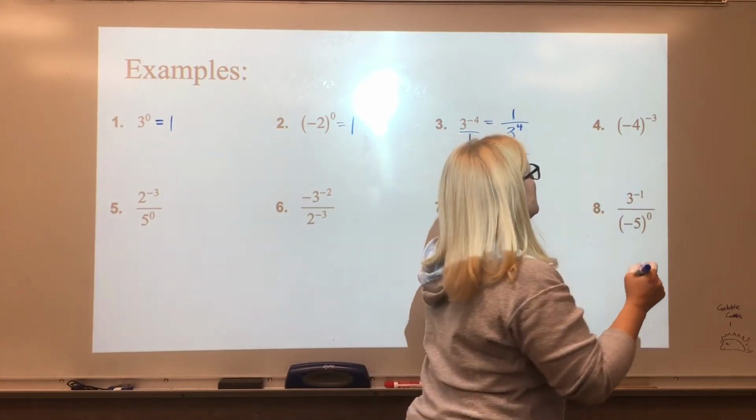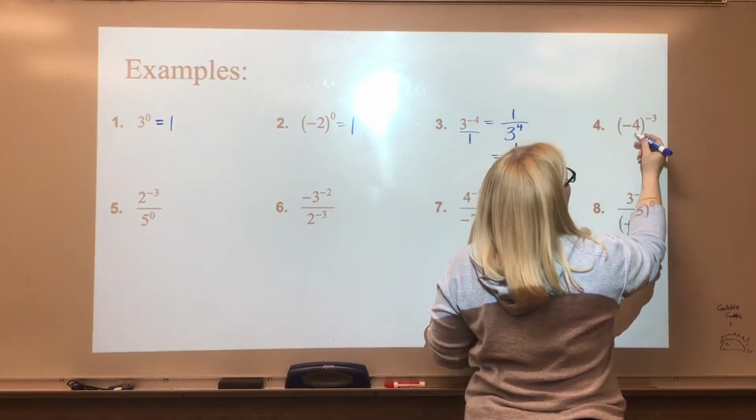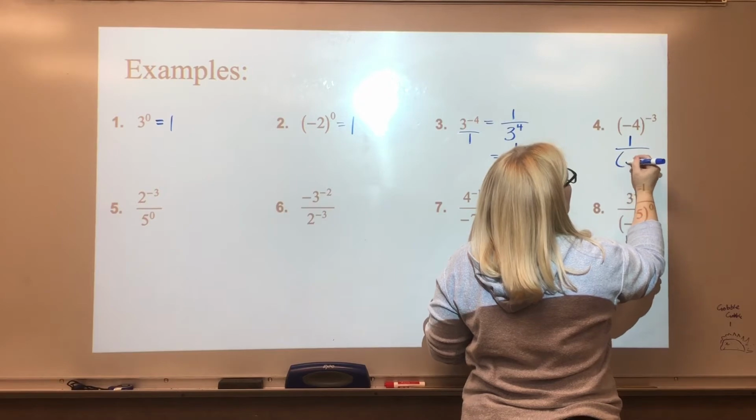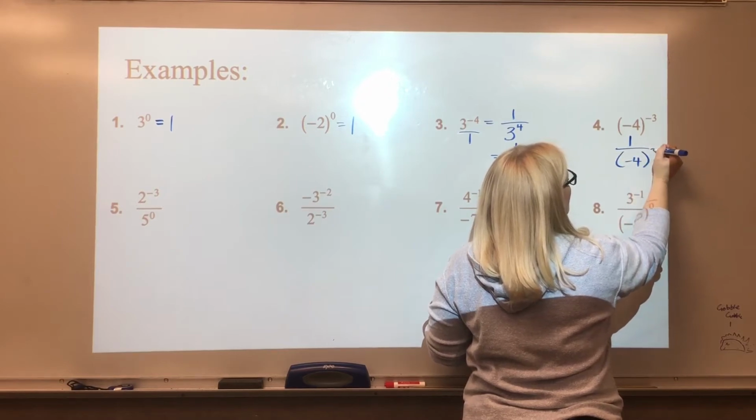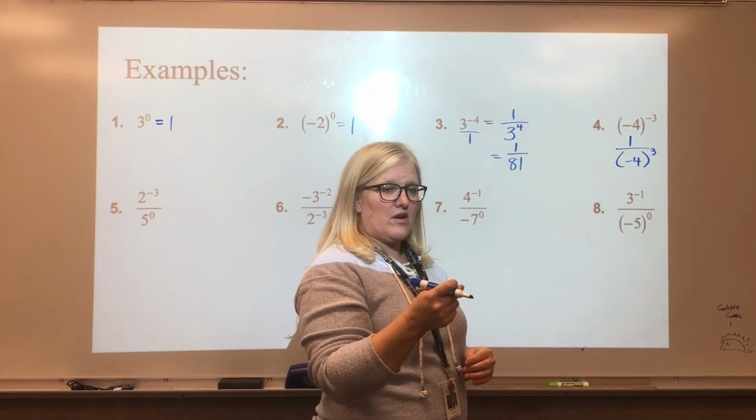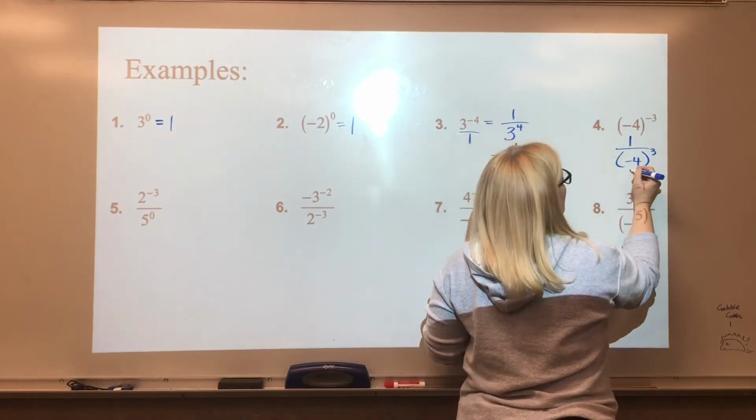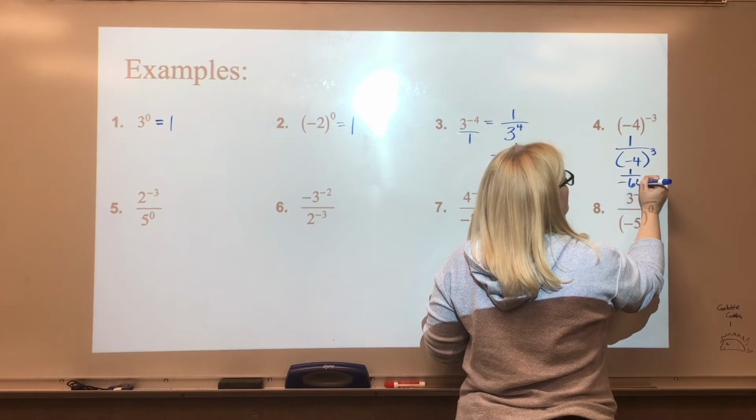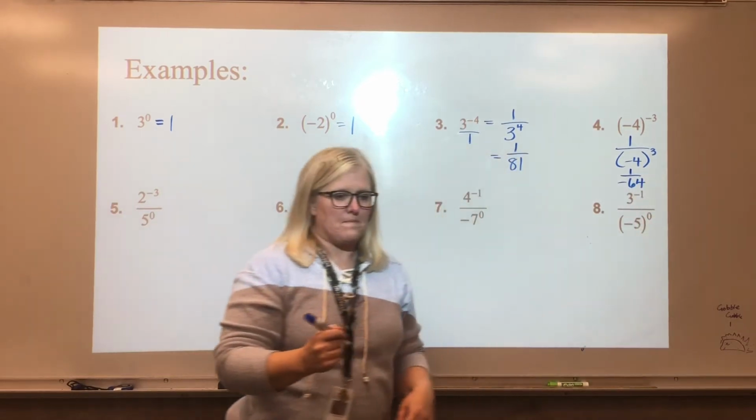So we've got negative 4 to the negative 3 power. That means 1 over negative 4 to the third power. Negative 4 to the third power is going to be 1 over negative 64.